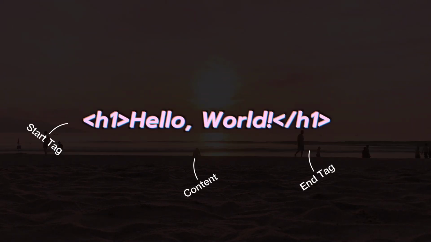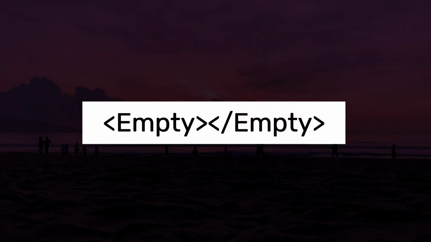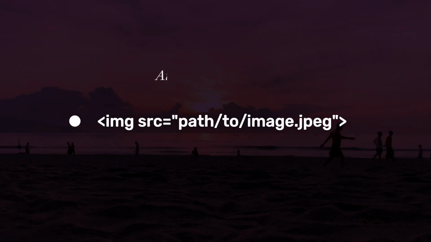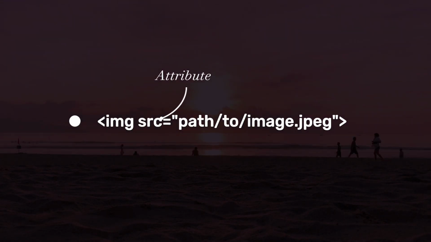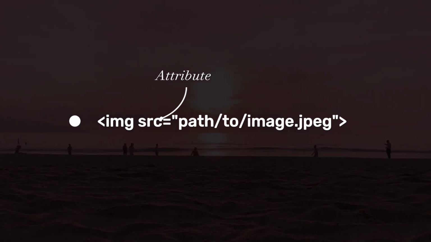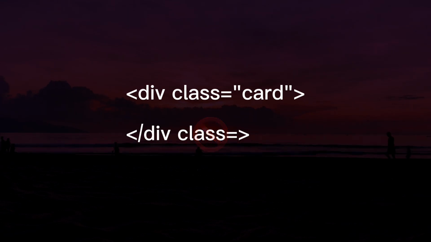Container tags have a start and end tag, and the content in between is what is displayed. Empty tags don't have an end tag and usually contain attributes that specify information about the element. Attributes give additional information about an element. Attributes are always specified in the start tag.